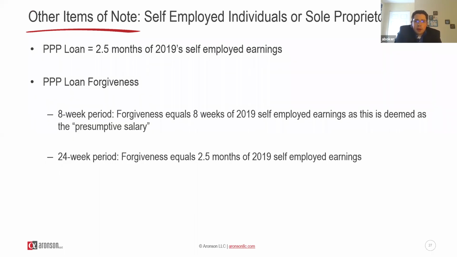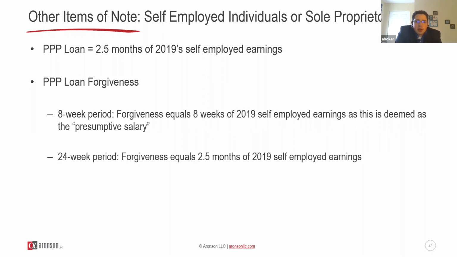Self-employed individuals and sole proprietors. This was very eye-opening when this came out. Now, when a sole proprietor or a self-employed person applies for the PPP loan, as we covered near the beginning, it's 2.5 months of 2019 self-employed earnings that drives the PPP loan. But for the loan forgiveness, what's interesting is if someone that's self-employed elects an 8-week period, the loan forgiveness is going to equal 8 weeks of 2019 self-employed earnings, because that's the presumptive salary that the self-employed person is paying themselves. No ifs, ands, or buts. And that's going to equal approximately 73% of the PPP loan.